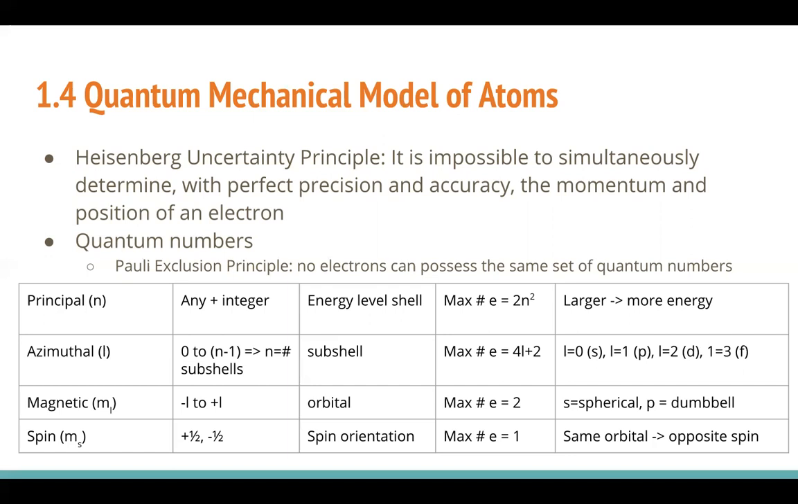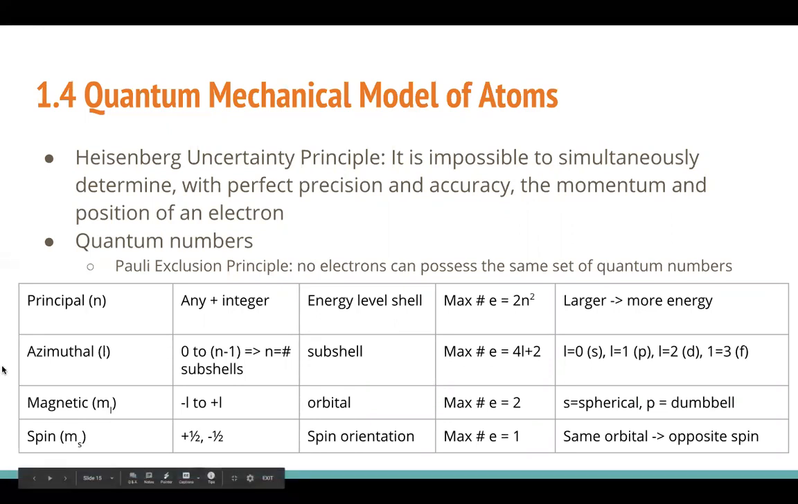So the azimuthal quantum number depends on the principal quantum number, and it is the subshells. You might know them better as s, p, d, and f, but that's just the azimuthal quantum numbers. It goes from 0 to n minus 1, but an easier way to remember this is that n is the number of subshells. So n equals 2 means there are 2 subshells. And you can find the number of electrons by plugging it into this equation.